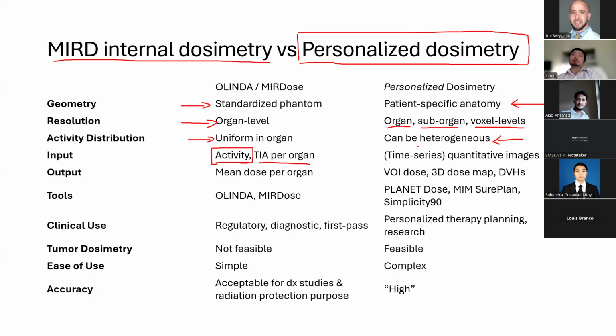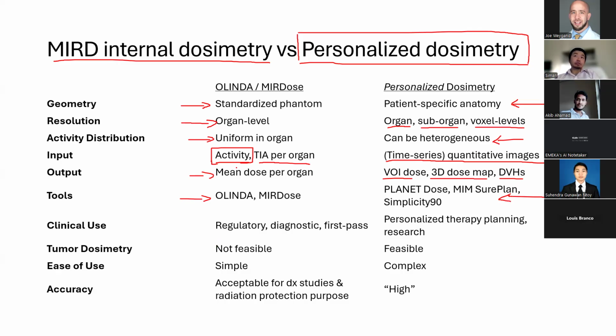And in personal dosimetry, you need to know what the actual biodistribution is, and you have to do it with time series quantitative imaging. The output, again, is mean dose, and in personalized dosimetry you can get a 3D dose map, you can do it volume based, or you can collapse it to dose volume histograms, which I'm going to discuss later. And the tool is just different software that's available.